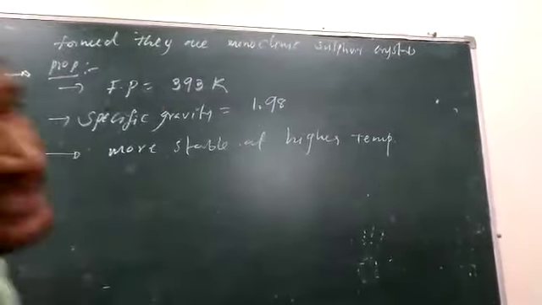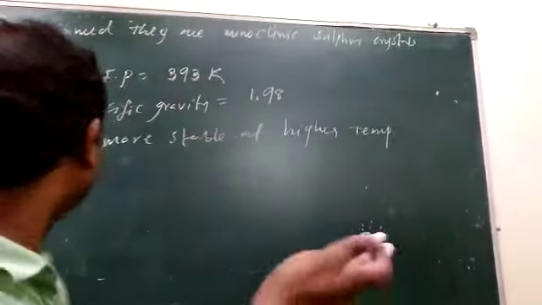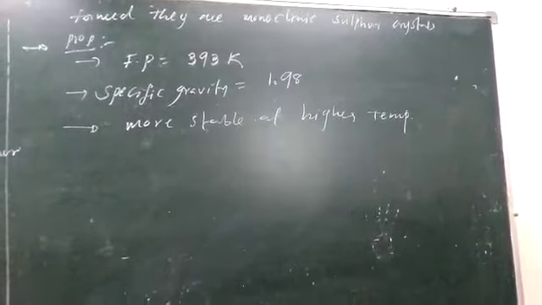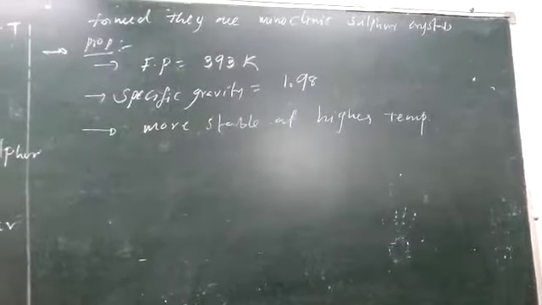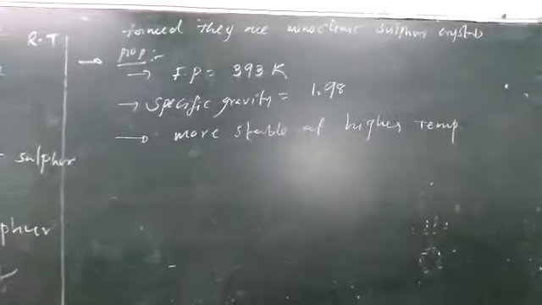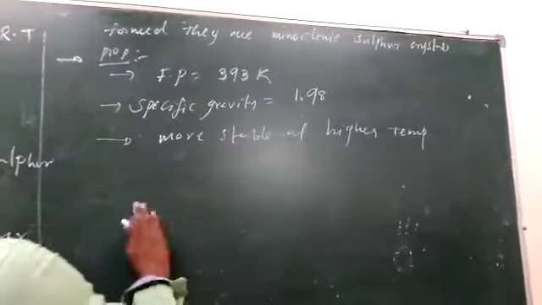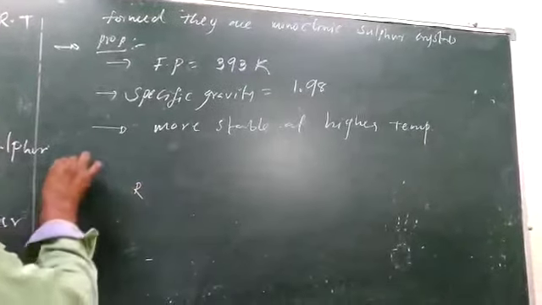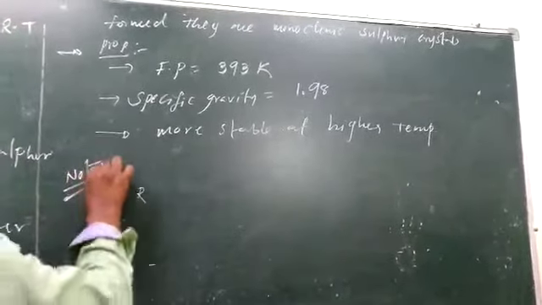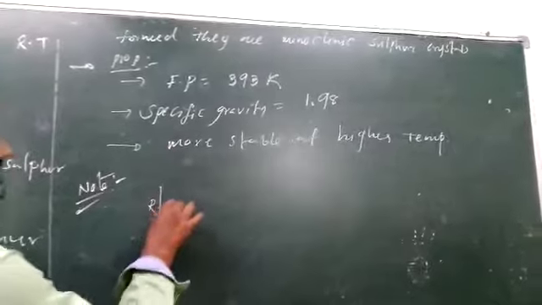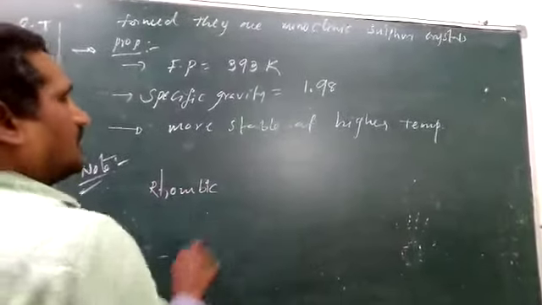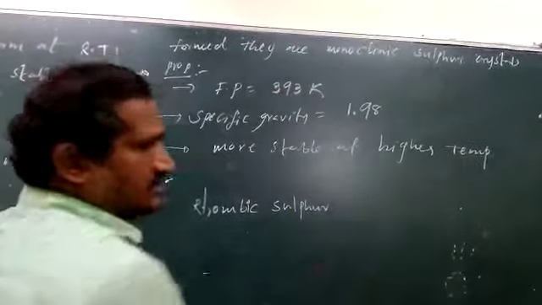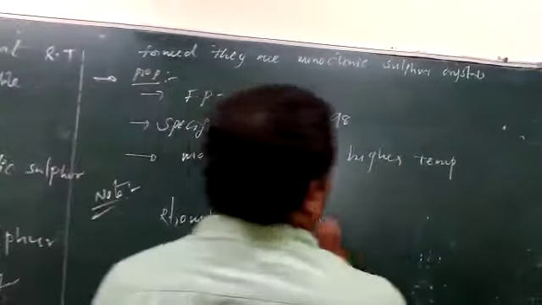Alpha form and beta form. That means rhombic sulfur and monoclinic sulfur are both interconverted at 369 Kelvin. The temperature is called transition temperature. At low temperature, rhombic sulfur is stable. Note, this is very important. Rhombic sulfur, this is also called alpha sulfur.